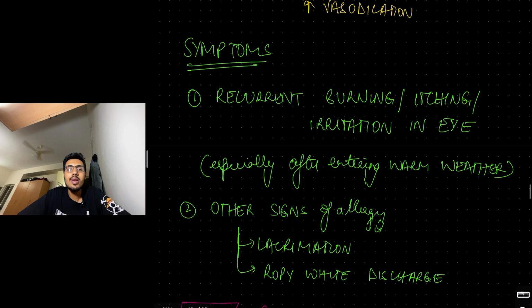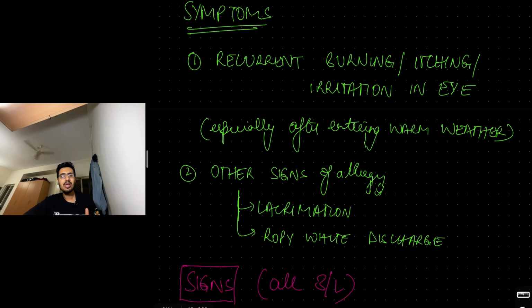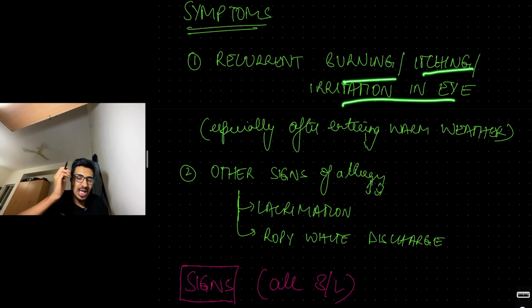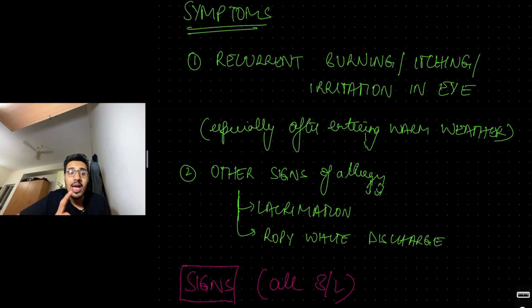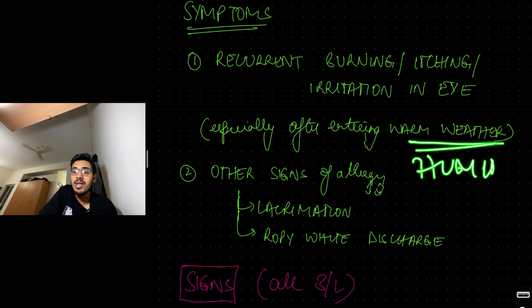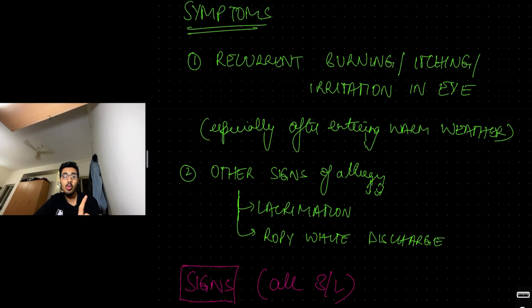Now let's look at the symptoms. Think about it as allergy. Your patient continuously feels itching, burning sensation, irritation, so the patient keeps rubbing their eye, especially when exposed to warm, humid weather. That is why it is called warm weather conjunctivitis.